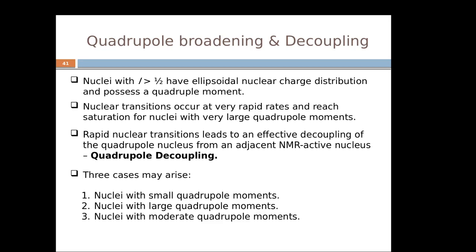So this very fast shuttling of the population between the nuclear energy levels of the nitrogen nucleus prohibits the adjacent proton nucleus from coupling with it. So the adjacent proton nucleus will become effectively decoupled from the nuclear spin states of the nitrogen nucleus. This process of decoupling of the nuclear spin state of a proton nucleus by an adjacent nucleus which has a high quadrupole moment is called quadrupole decoupling.